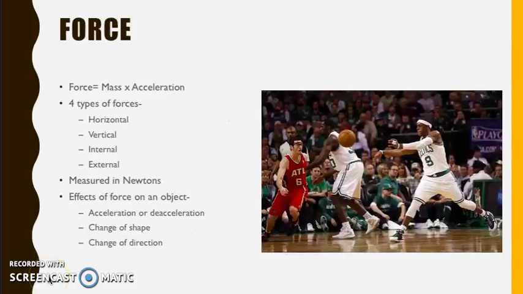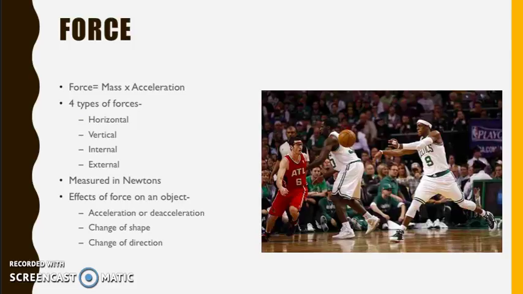So, force is the mass of an object multiplied by the object or body's acceleration. Force is needed to move all objects and bodies. It is unseen, but the actions resulting from a force are seen. For example, a ball being passed or a basketballer jumping is always either a push or a pull.